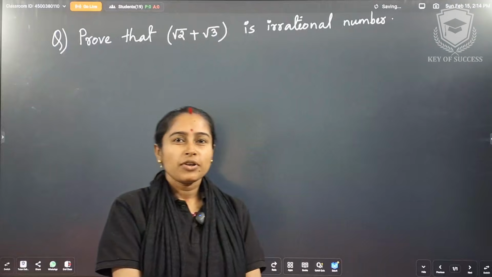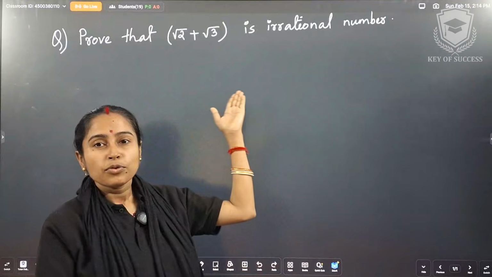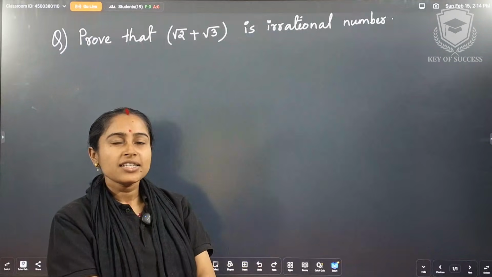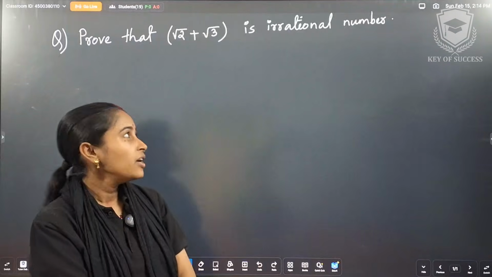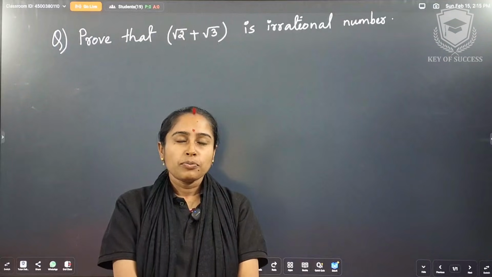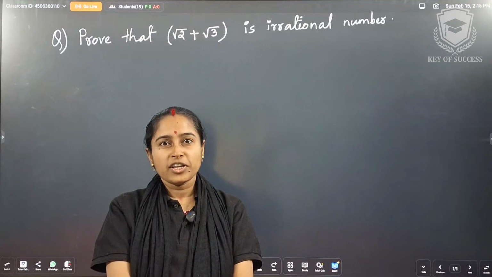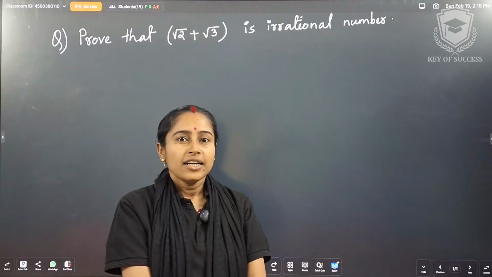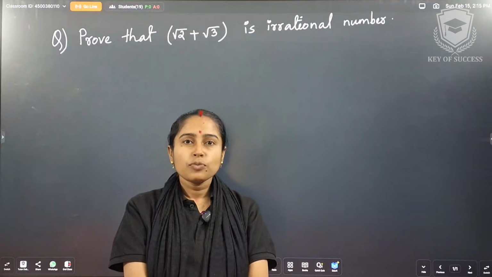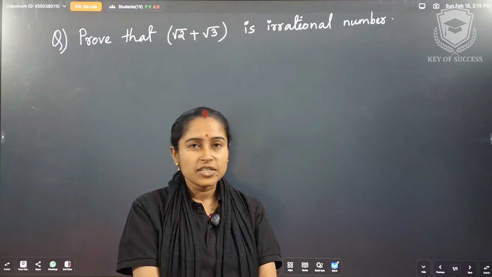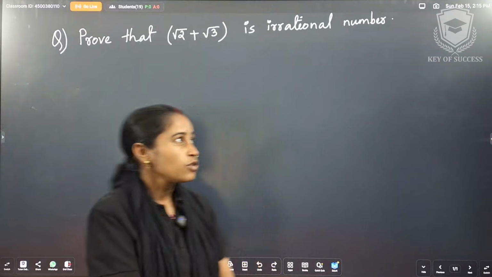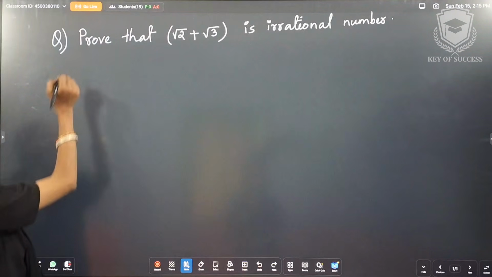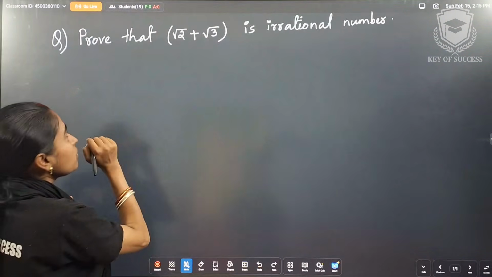Today we are going to solve a question. Prove that root 2 plus root 3 is an irrational number. Only root 2, how to prove it irrational, only root 3, how to prove it irrational, I think everybody knows that. Now the combination type, that is root 2 plus root 3 is irrational. How to prove this type of question, we will solve today.